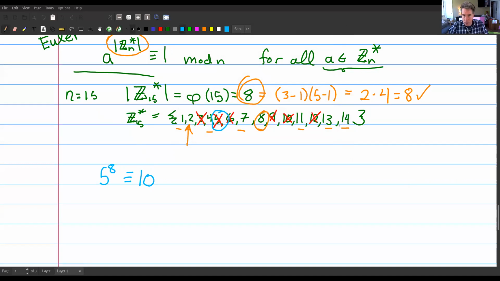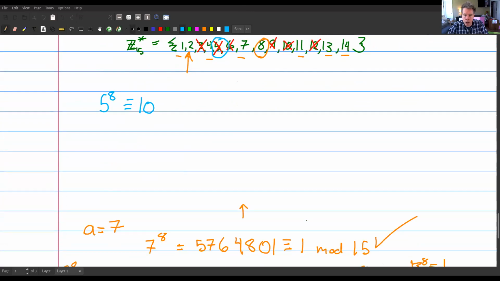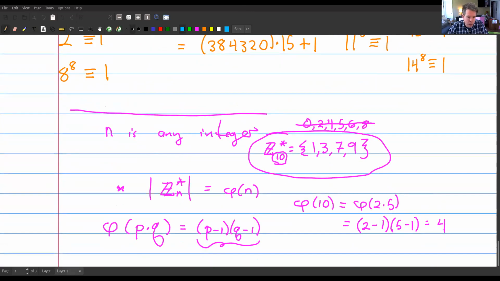I cooked up some stuff for you to look at on CoCalc, but I think it's not quite time to go to CoCalc. Let me talk about a couple other things.